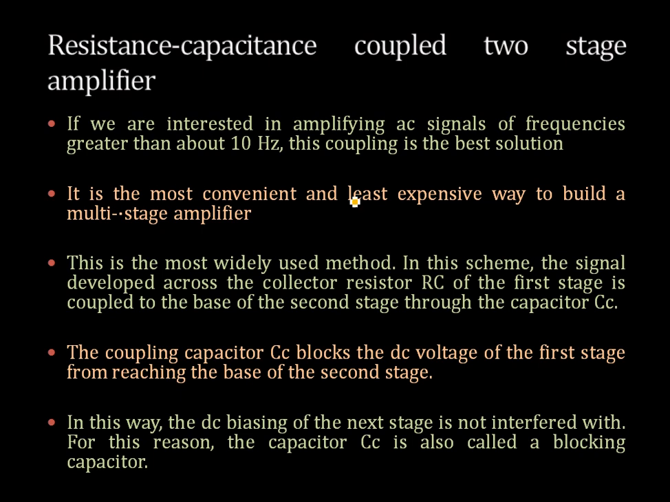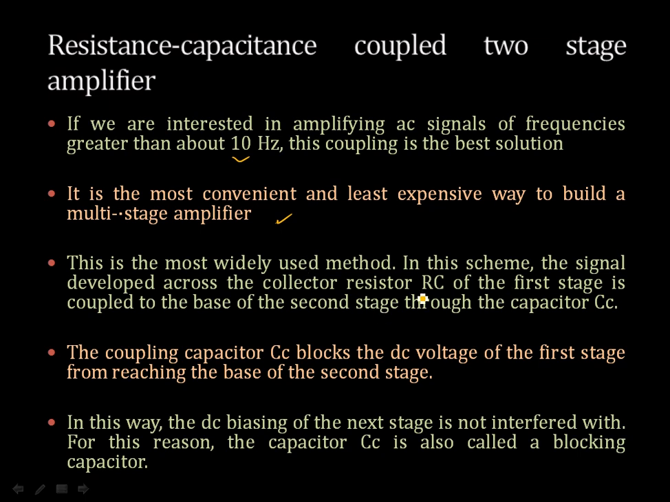Now, this amplifier stage is used when we are interested in amplifying AC signals of frequencies which are greater than 10 Hertz, because we are familiar with the frequency response. We have seen the gain is decreasing below a particular frequency and above a particular frequency. So we prefer this for frequencies greater than 10 Hertz. Then it is the most convenient and least expensive way to build a multi-stage amplifier. Then this is the most widely used method.